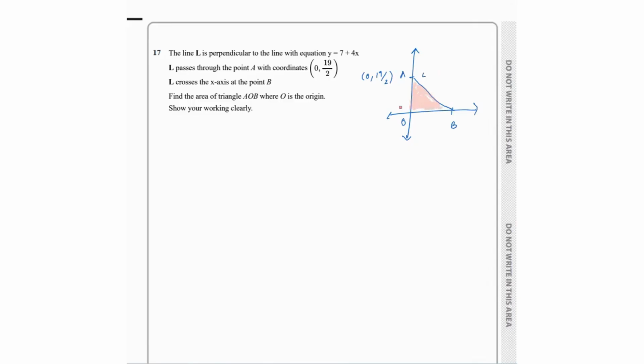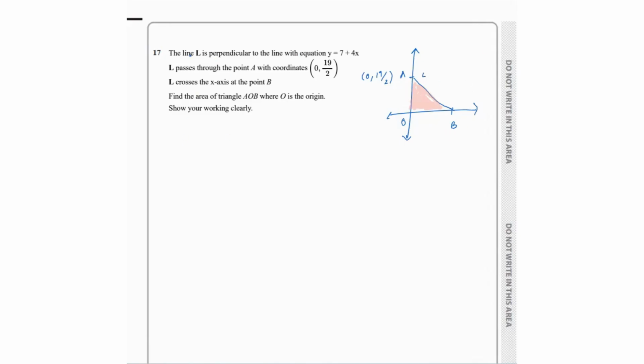We already have the coordinates for A, which means we have the height of the triangle, that is 19/2. And as you can see, it's a right angle triangle, so we just do half times base times height. To find the base, we have to find the coordinates of B.